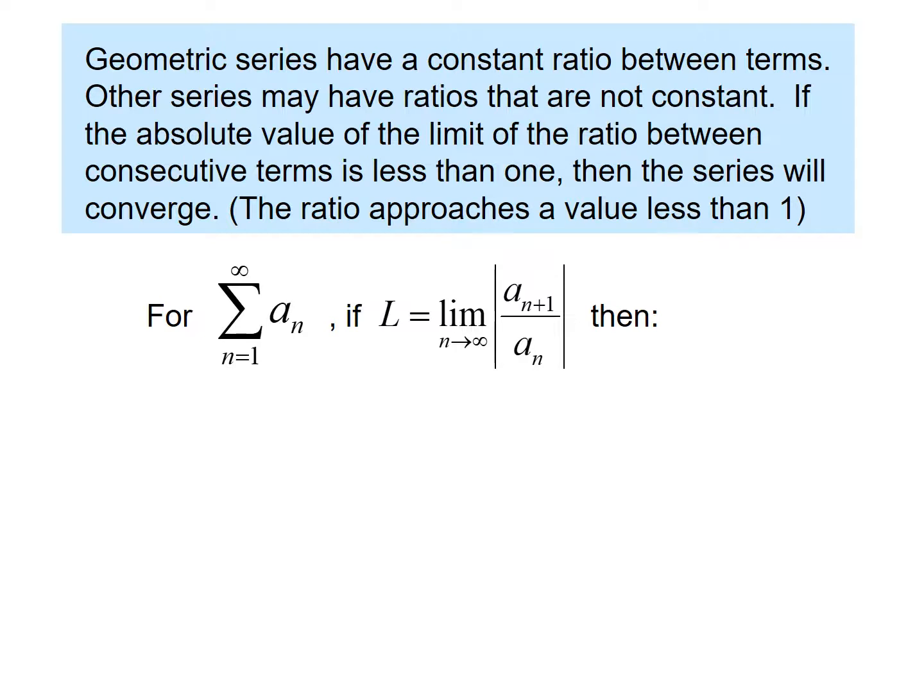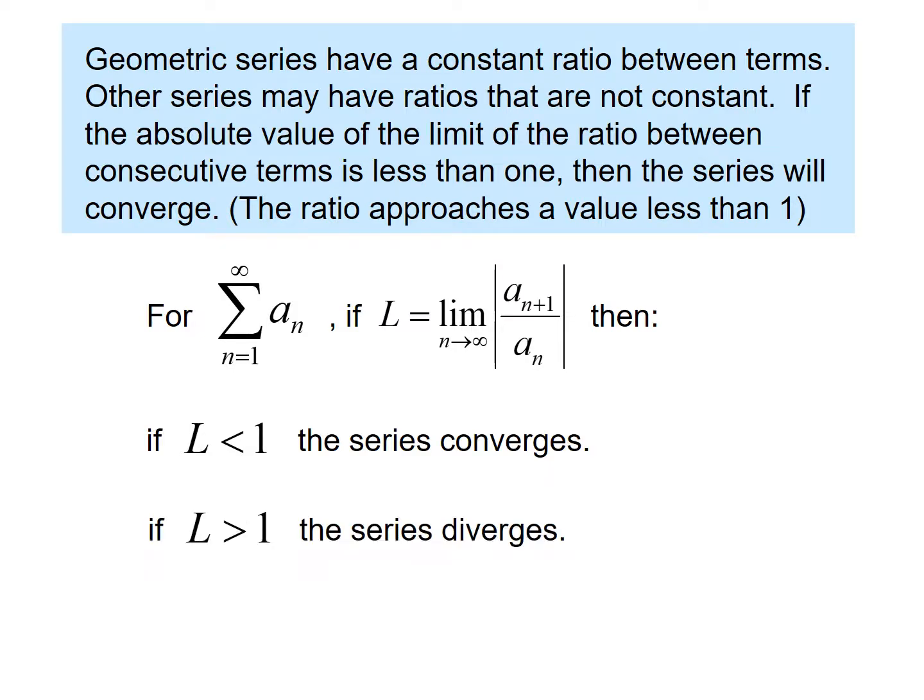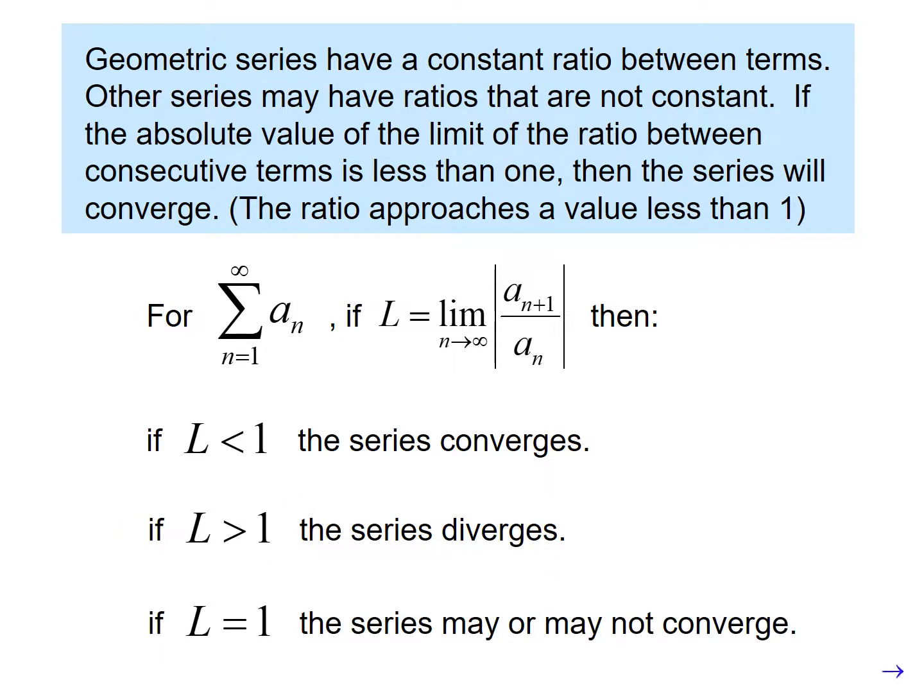So if we take the limit as n goes to infinity of the ratio of the n plus 1 term to the nth term, and if that limit is less than 1, we know the series must converge. And if that's greater than 1, the series must diverge. And if it's equal to 1, it may converge, may diverge. The test would be inconclusive.